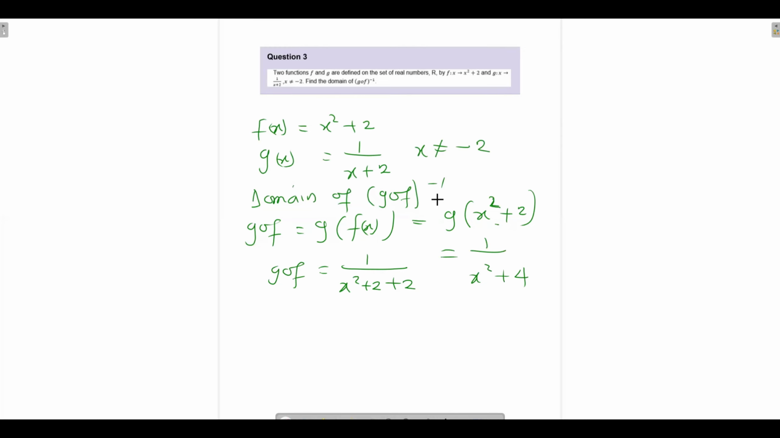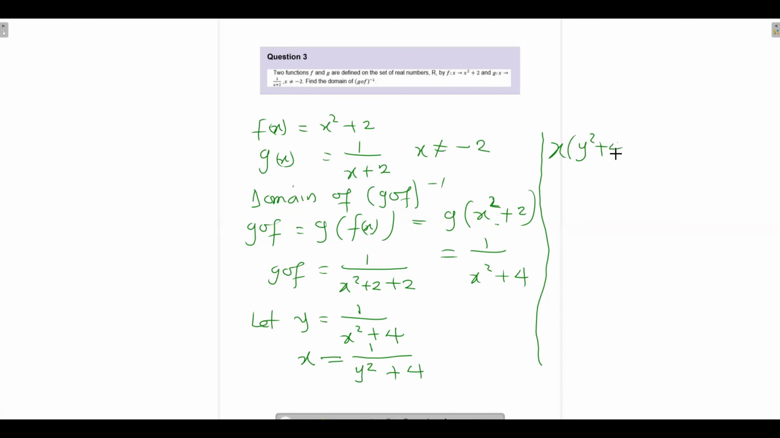Now I'm looking for the inverse. And don't forget, when we want to find our inverse, we first say let y equal 1 over x squared plus 4. The second thing we do here is we swap x and y. And we are saying x is equal to 1 over y squared plus 4. So the next thing we do is to make y the subject of the formula. If we cross multiply, then we have x into brackets y squared plus 4 is equal to 1.